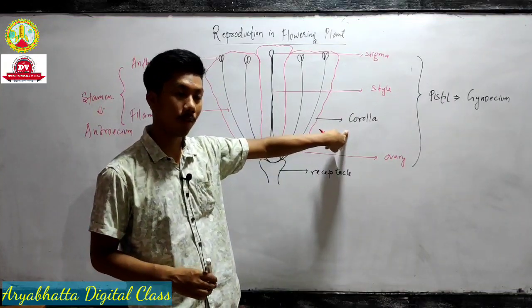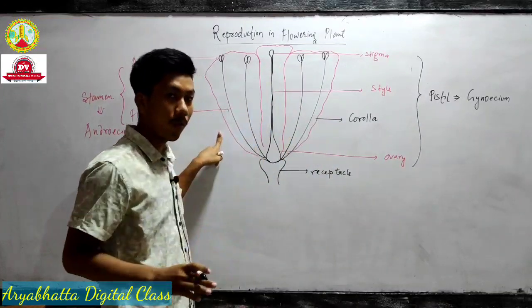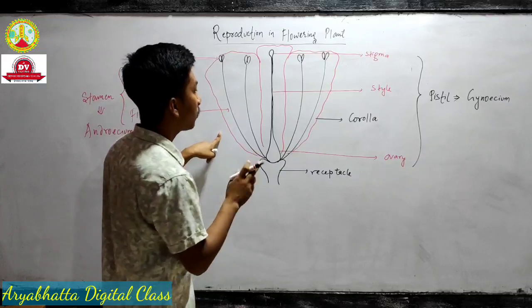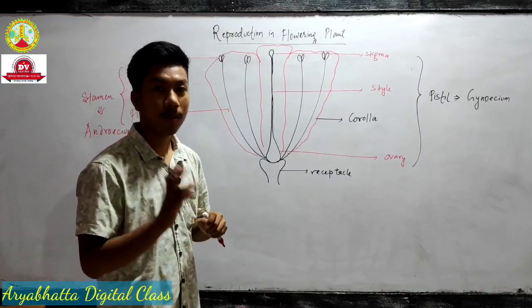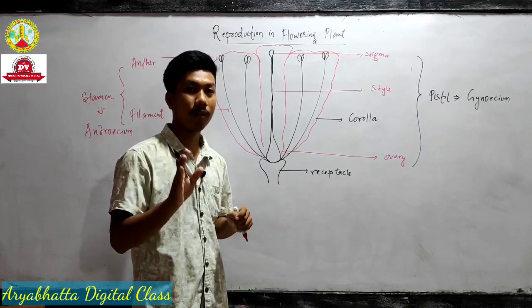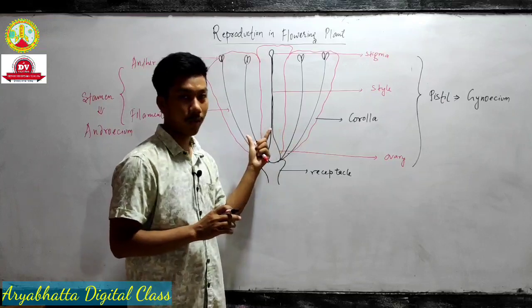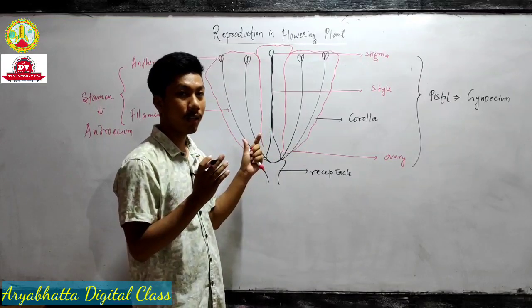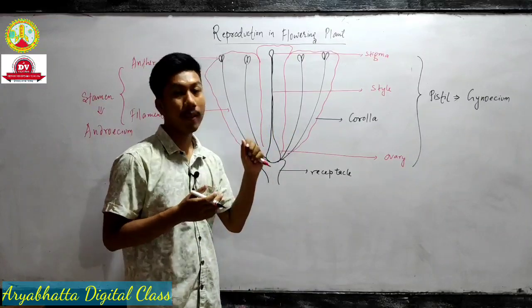Now here the word corolla means all those structures together. How many structures have I drawn here? 1, 2 and 3 structures I have drawn. The number of corolla parts again varies depending on the type of flower. I am drawing only 3 here. Together we call it a corolla.